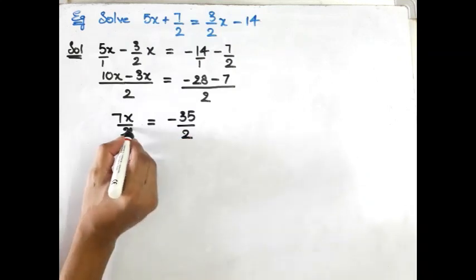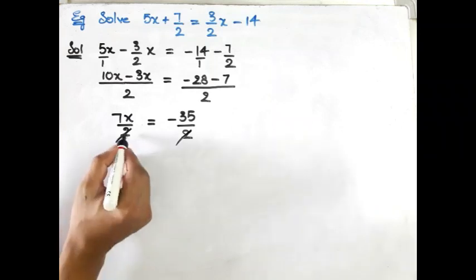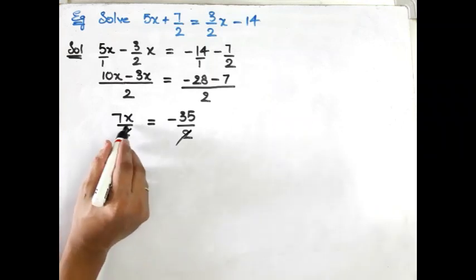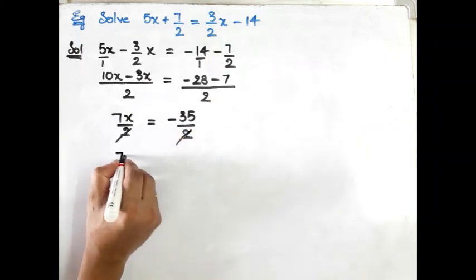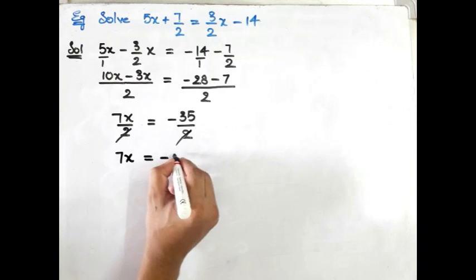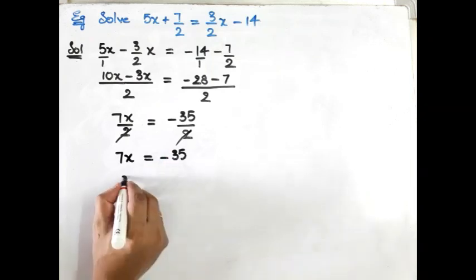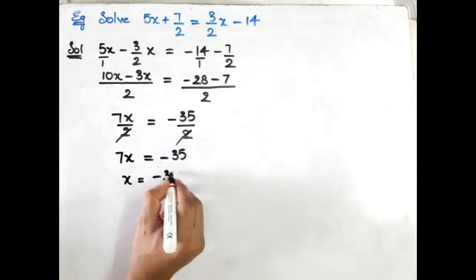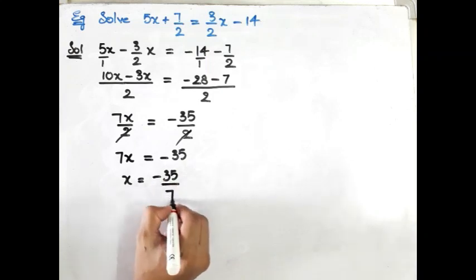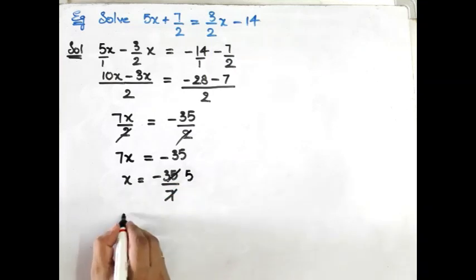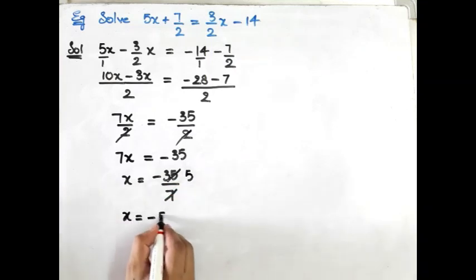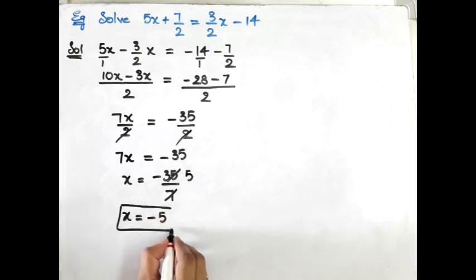This 2 and this 2 will get cancelled, because if we transpose this 2 which is in division, it will become multiplication. The leftover terms are 7x equal to minus 35. So x is equal to minus 35 divided by 7, because 7 is in multiplication. 7 fives are 35. x is equal to minus 5. Hope you are clear with this. This ends the revision topics for chapter 2.